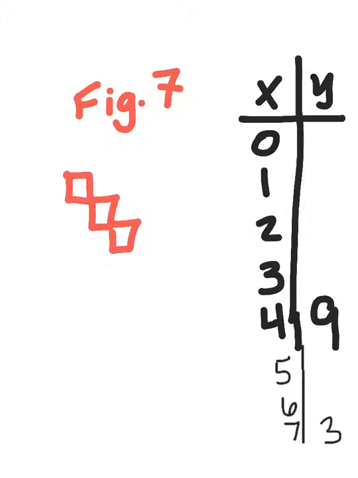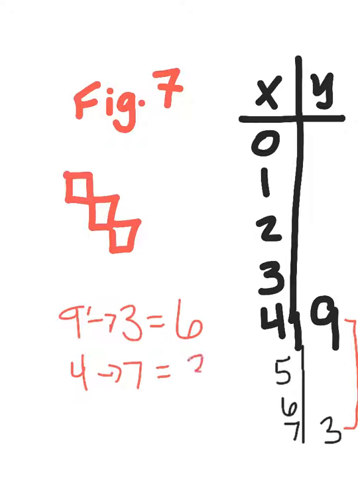Well, the first thing I notice is that from 9 to 3, I'm going down. Okay, so I'm decreasing. And I can see that between the two of them, it's 6. So the difference between 9 to 3 is going to be 6. And from 4 to 7 is going to be 3. So from 9 to 3, the difference is 6. And from 4 to 7, the difference is 3.